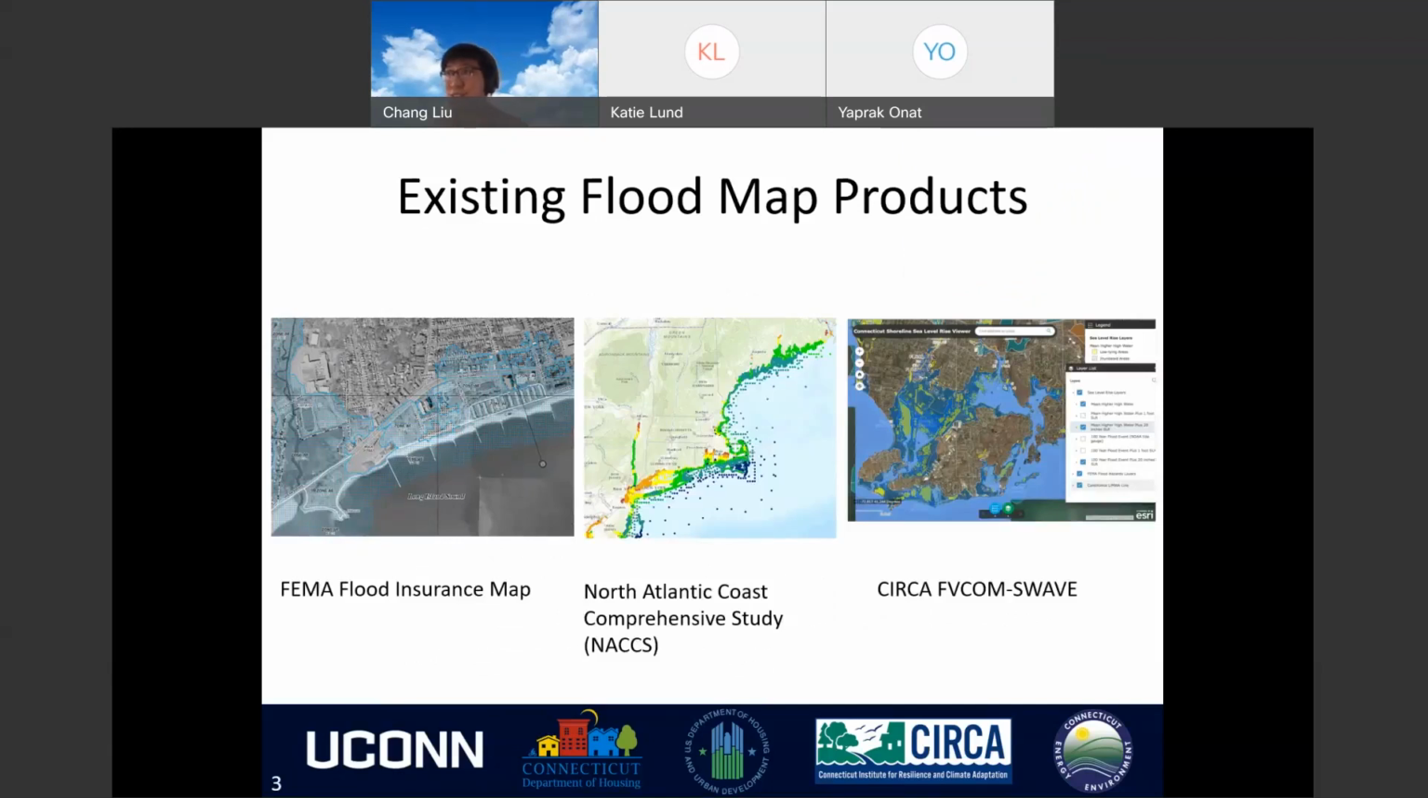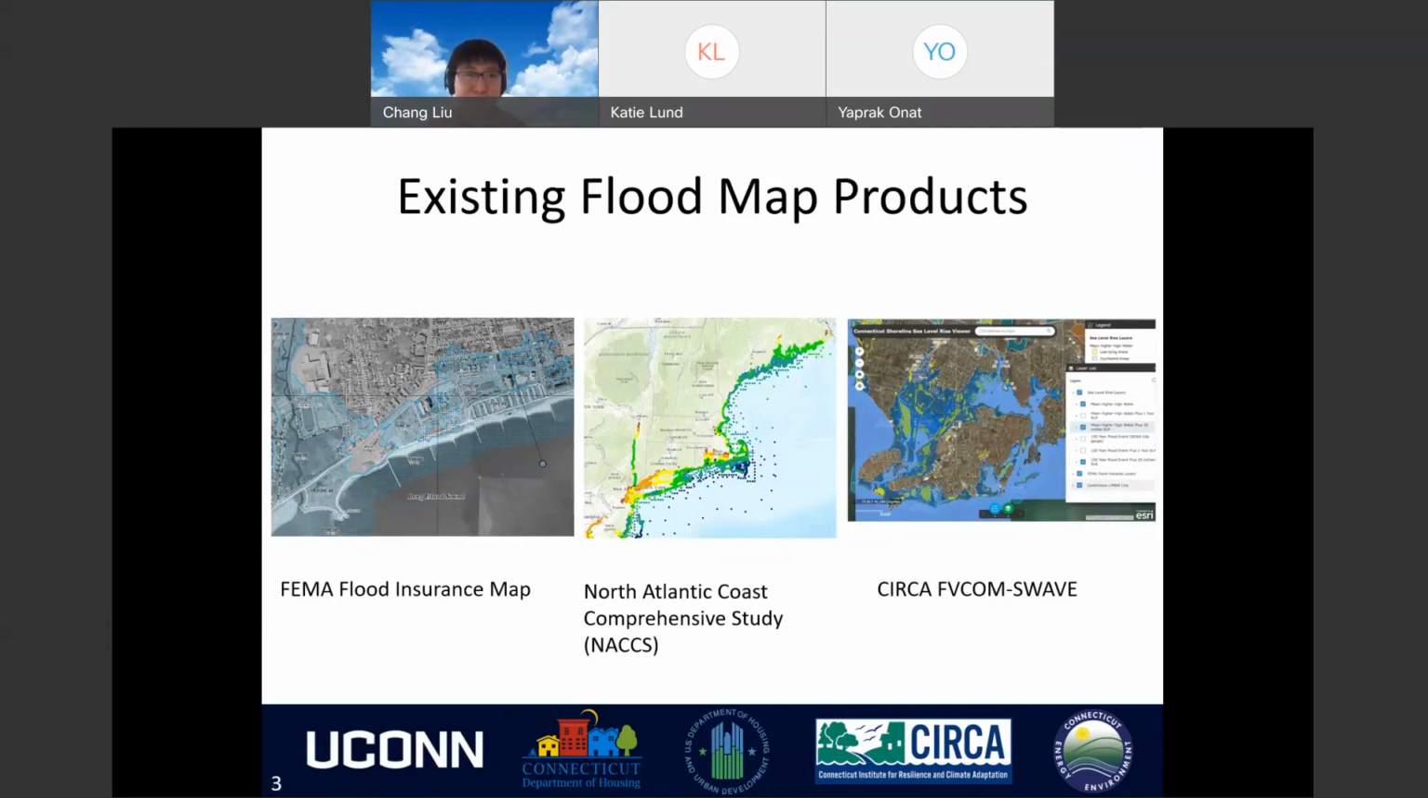A few examples of the existing flood map products that include Connecticut. First one is the FEMA insurance flood map. This one is very commonly used to determine whether a building or structure is inside the flood zone, and also to determine the flood insurance rate. In Connecticut, however, the wave calculation is based on empirical equations along very coarse transect lines.